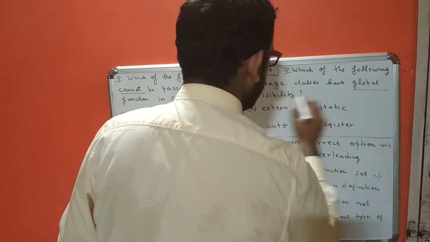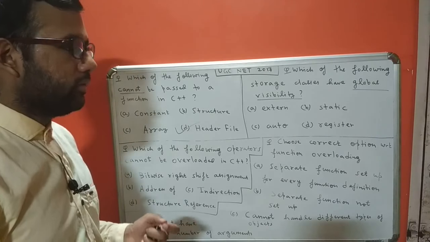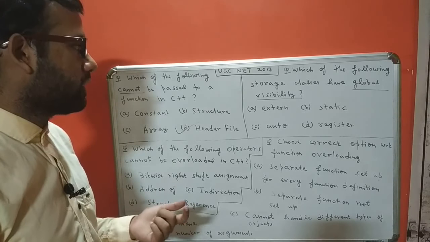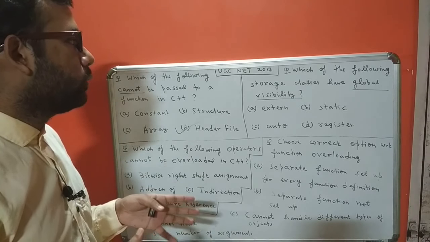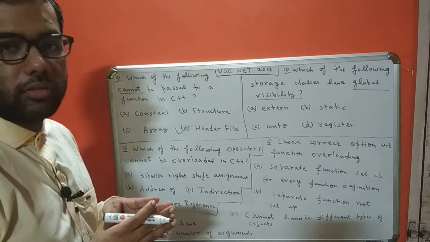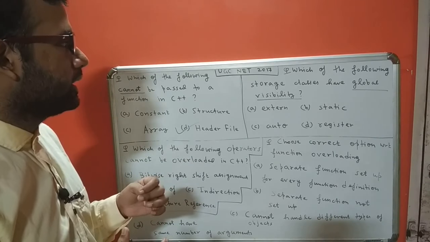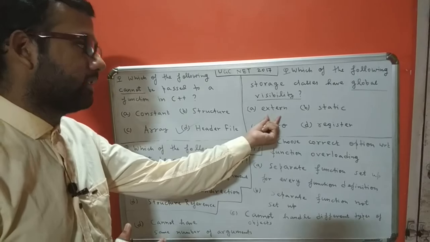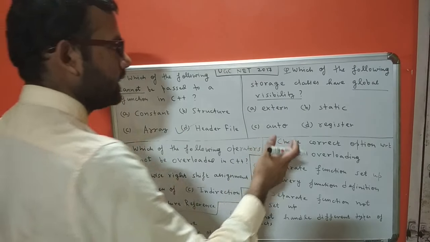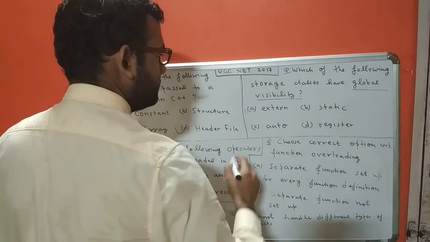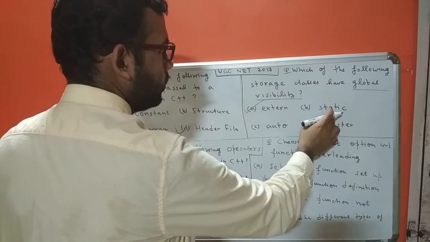Okay. Now coming to the next one, which of the following storage classes have global visibility? Mind you, this is my key phrase, global visibility. Global visibility means the variable or the function. We mainly talk about global variables. So global variables will be visible throughout the file. That means they have file scope, and the storage class that we have for global variables is extern. Extern means external to any function or class. So which of the following storage classes have global visibility? Extern.